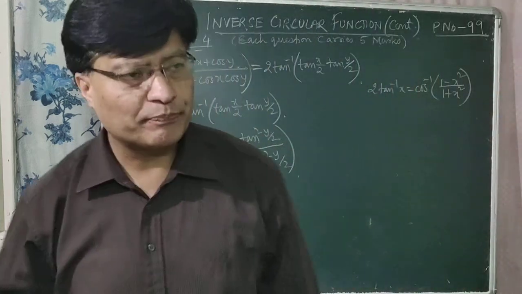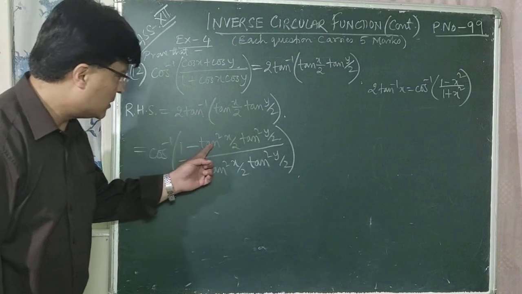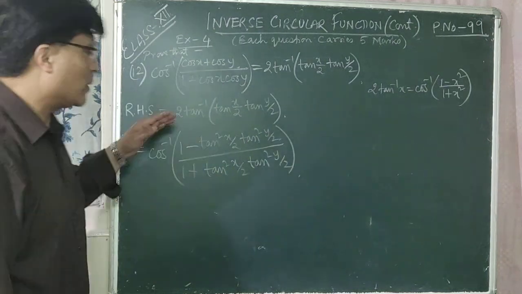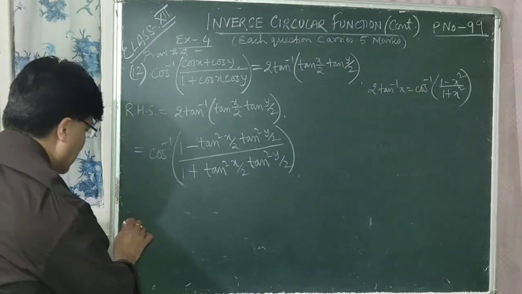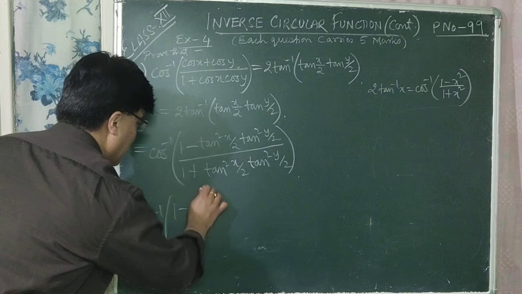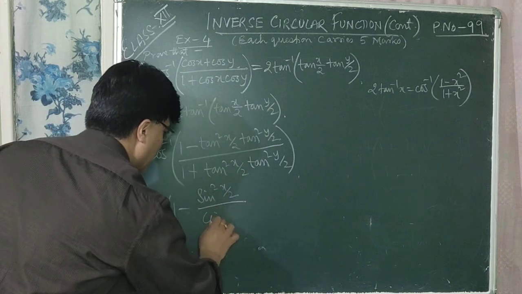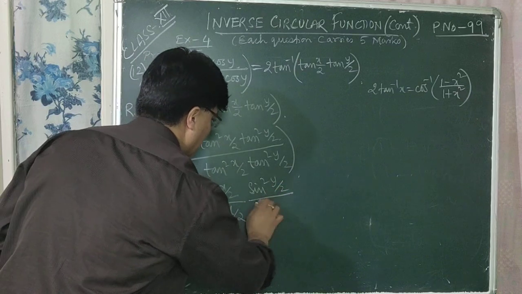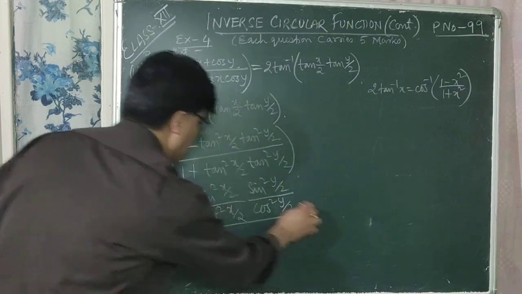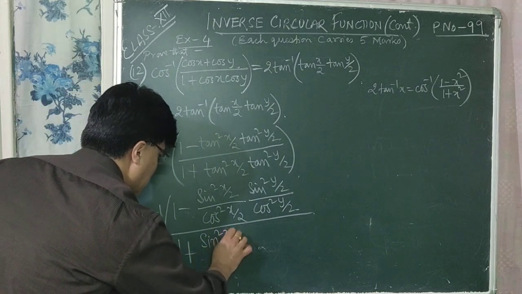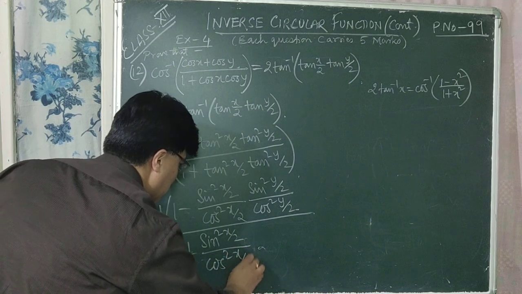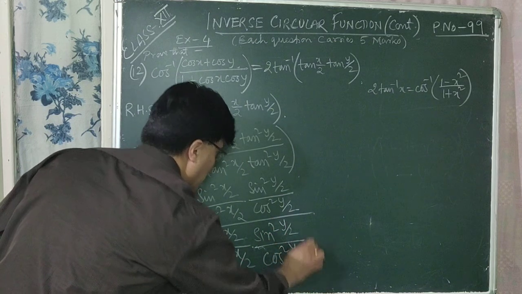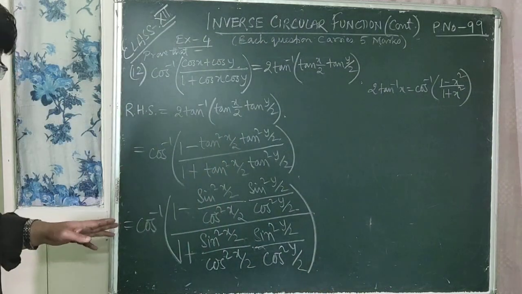So what will you do in the next step now? Now you can change this tan square into sin by cos, because you have to prove in terms of cos x plus cos y upon 1 minus cos x cos y. Okay. So let us convert this tan square into sin square by cos square. So is equal to cos inverse within bracket 1 minus, it is sin square x by 2 upon cos square x by 2 into sin square y by 2 upon cos square y by 2, this whole divided by 1 plus sin square x by 2 upon cos square x by 2 into sin square y by 2 upon cos square y by 2. Is that clear?